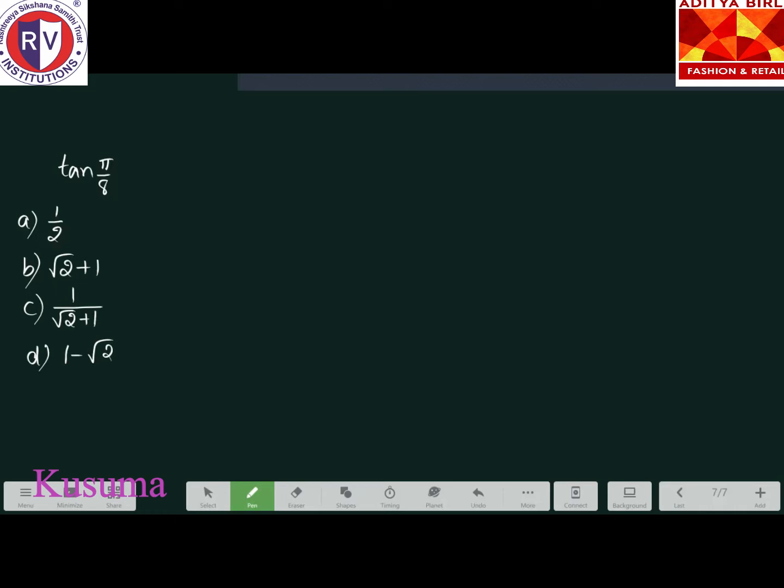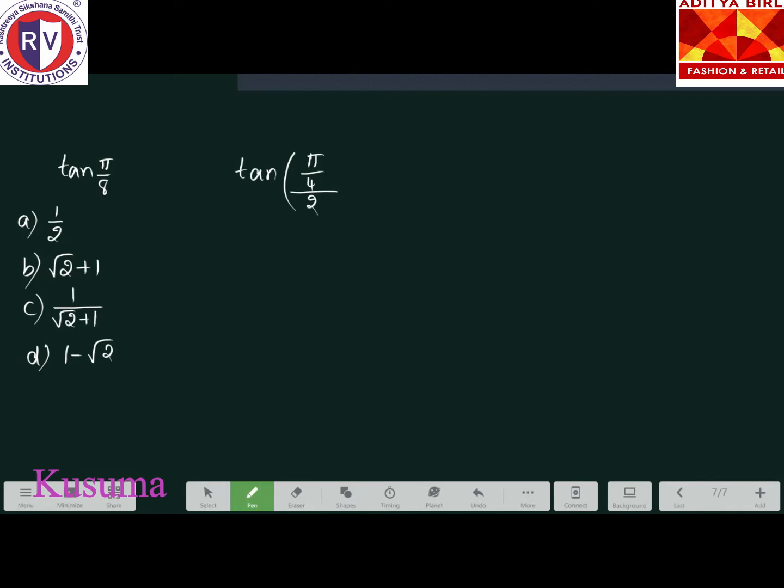We have two methods to solve this. One is taking tan pi by 8 as sine pi by 8 by cos pi by 8 and multiplying and dividing the terms by 2 cos pi by 8. That will reduce to some general formulas of trigonometry, and you can solve it. That's a bit lengthy process. So what we can do is tan pi by 8 can be written as tan pi by 4 divided by 2, right?